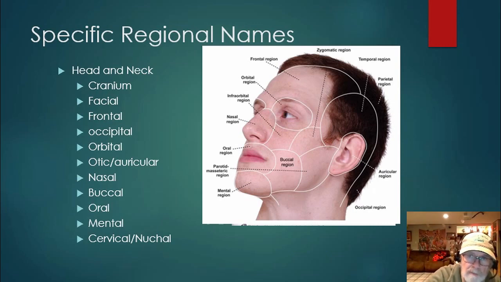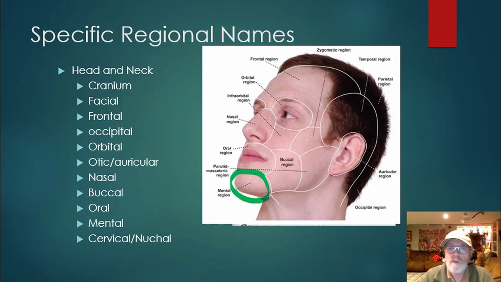Now mental, people will think it has something to do with the brain. It doesn't. The mental region is this area right down here, the chin. In fact, there's a little muscle right here at the bottom of the chin called the mentalis muscle in the mental region. So that's mental right there. Basically, that's what we have.